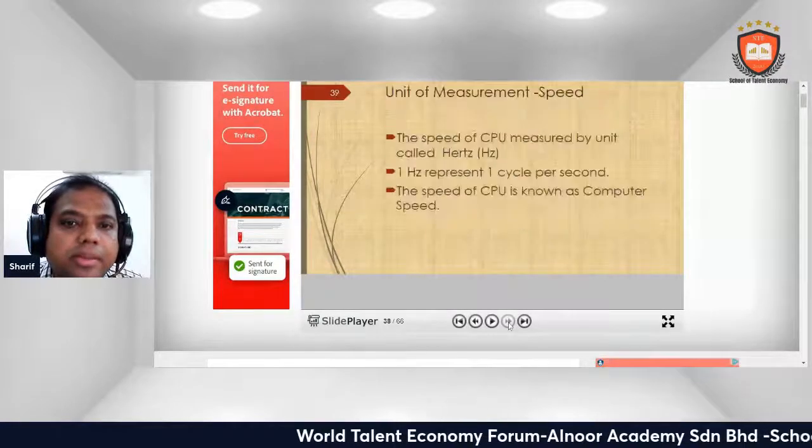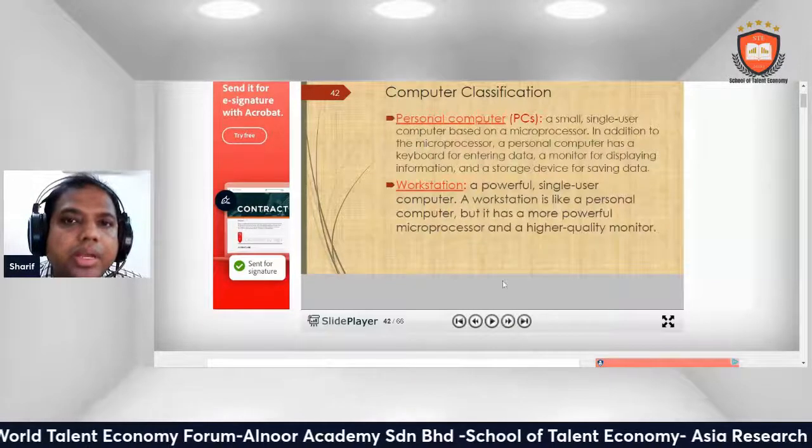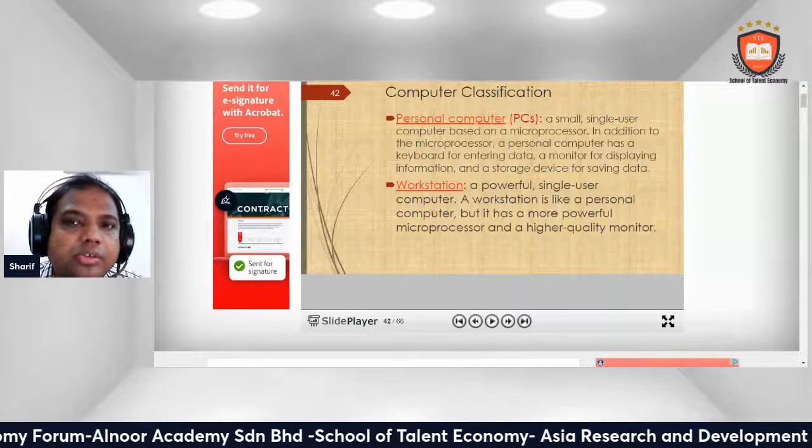So these are the very basic information and everything. If we can follow this information, we can make effective utilization of human resources.